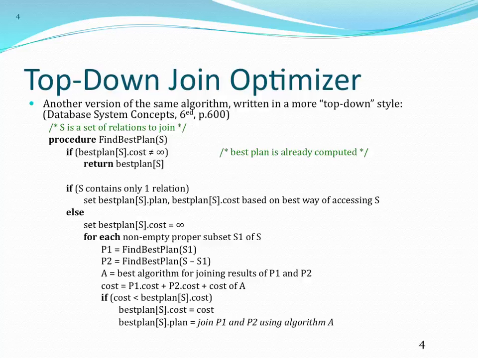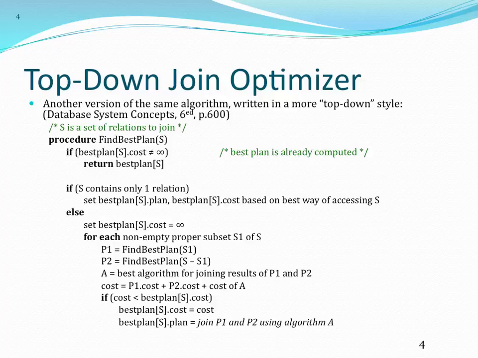For each non-empty proper subset S1 of S, we go through and look at all the subsets of this set of tables. And then we take those subsets and figure out what's the best plan for joining that subset. You can see that this is kind of an expensive approach, which is why generally people prefer the bottom-up approach. So P1 is the best plan for the left subset, and P2 is for the right subset, S minus S1. And then you figure out the best join algorithm and all of that malarkey. Do I have indexes to use?